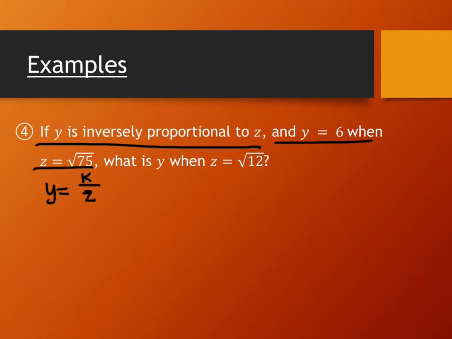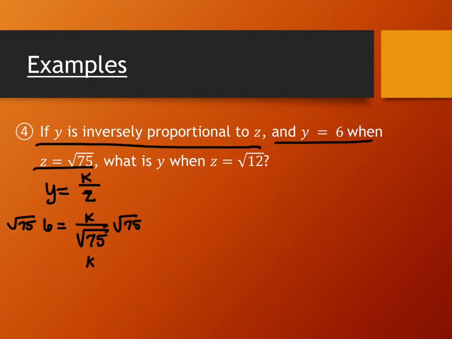If z equals the square root of 75, y is equal to 6. So we're going to plug in y equal to 6, and z is equal to the square root of 75, which is a little odd that they gave it to you that way. We are going to simplify that at some point here. But for now, let's just get k alone, which means multiplying both sides by square root of 75.